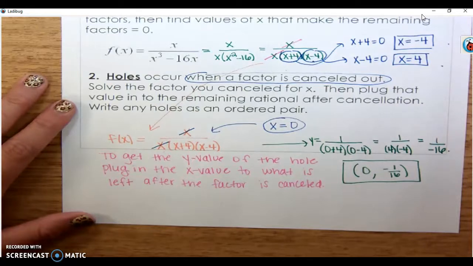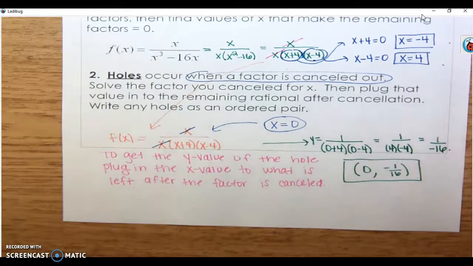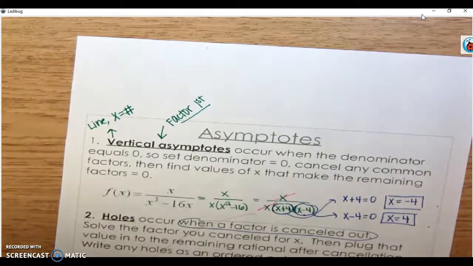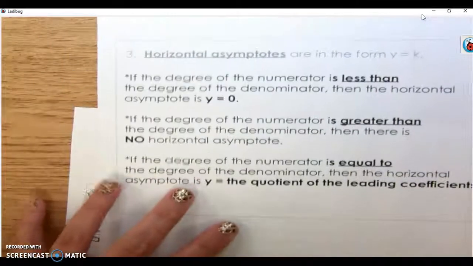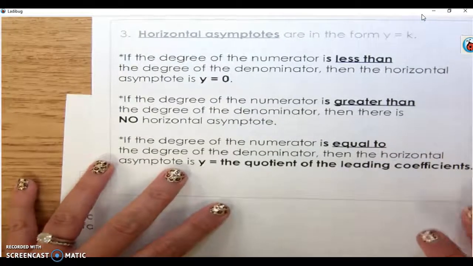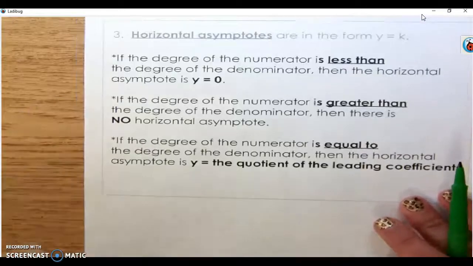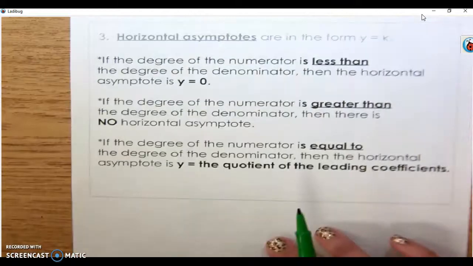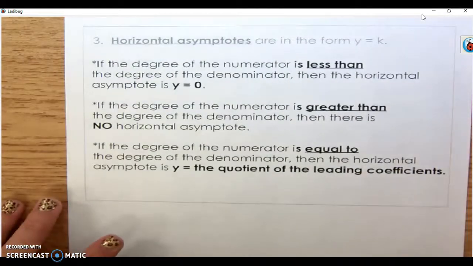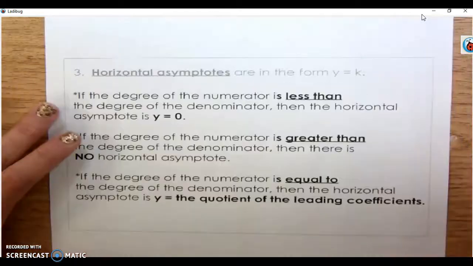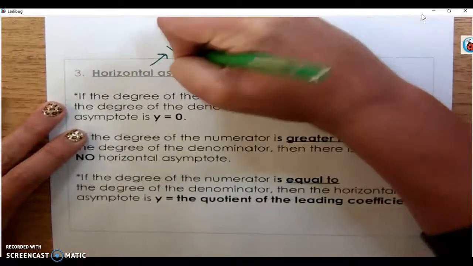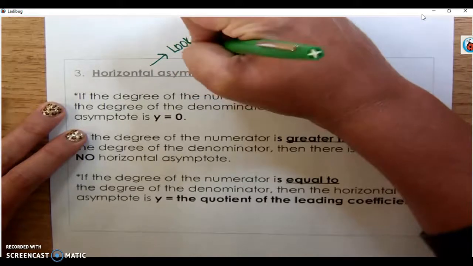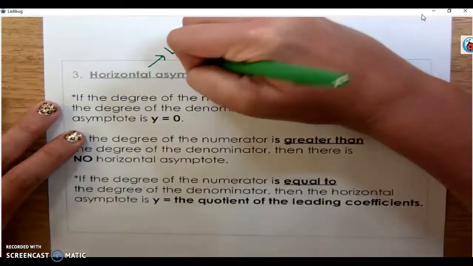So horizontal asymptotes, you actually want to find before you factor. So a lot of times when I ask you to do all of these, I'll do the horizontal first. Okay, so let's make a note about that. So horizontal, we want to look at the original. And that means before you factor.